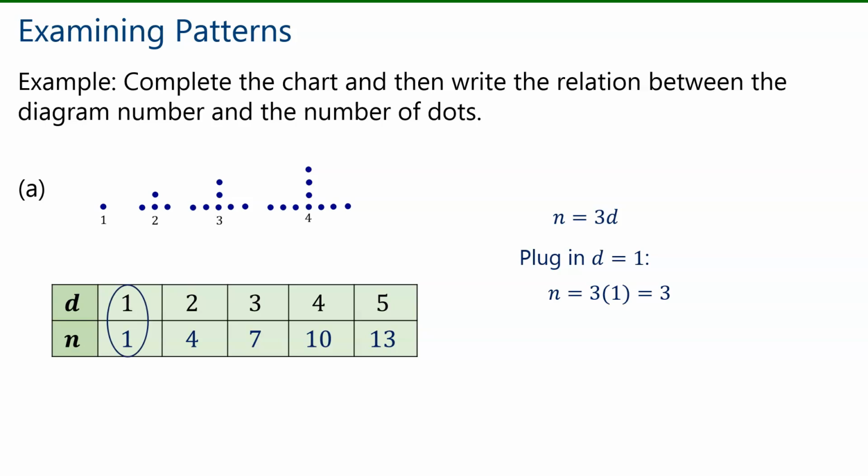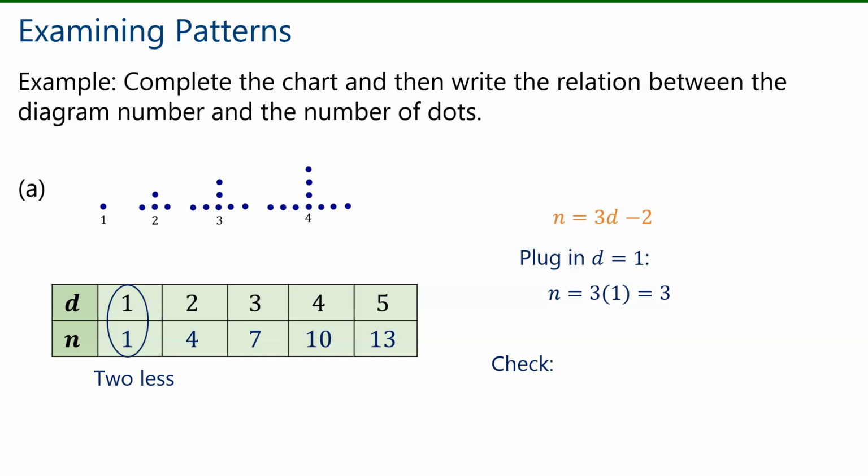But if we look at our table, the n value should actually be 1, not 3. So how do we change our equation? How do we change that 3 into a 1? Well, we can subtract 2. We need 2 less than that. So let's make that adjustment to our equation now. So n would equal 3d minus 2.